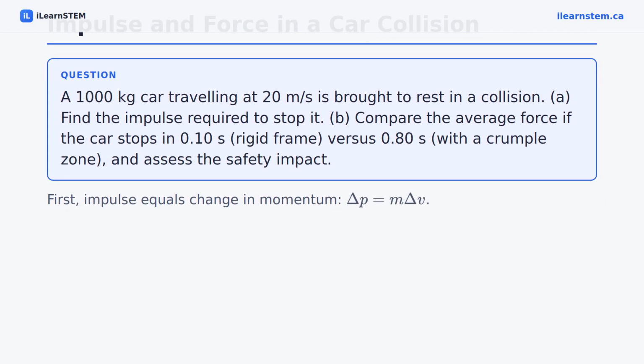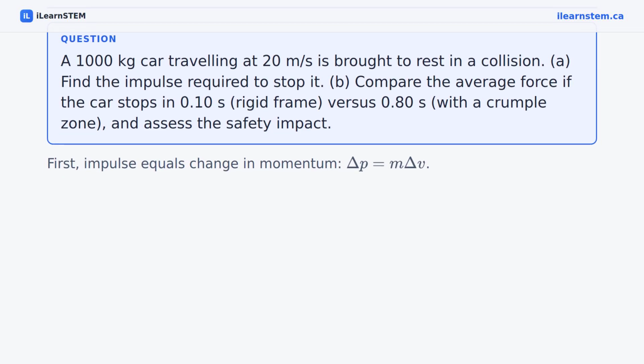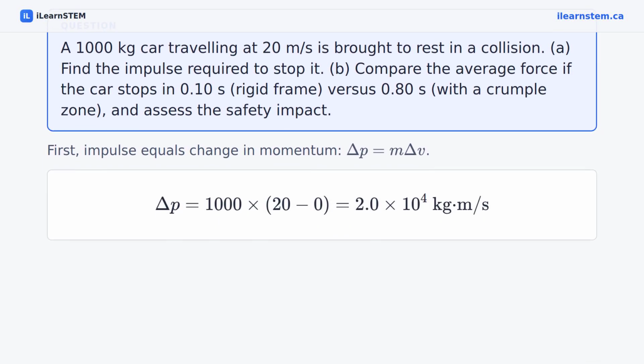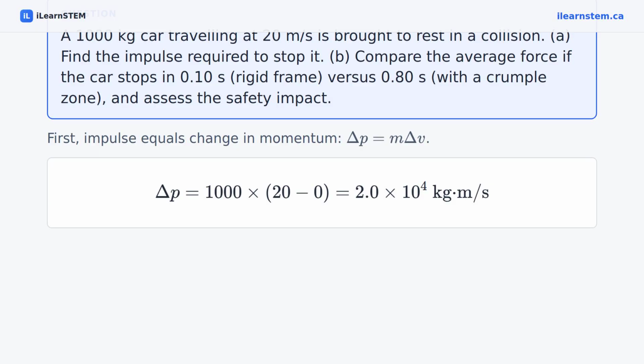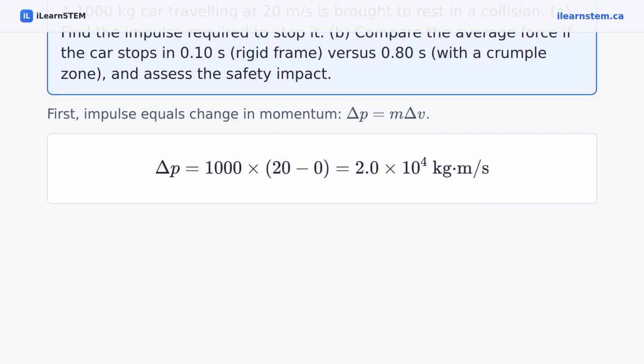First, recall that impulse equals the change in momentum, which is mass times change in velocity. The mass is 1,000 kilograms, the change in velocity is 20 minus 0, so the impulse is 2.0 times 10 to the 4th kilogram meters per second.